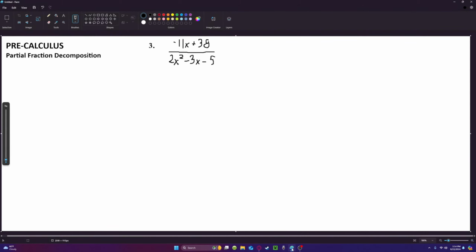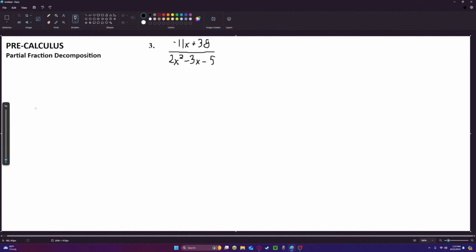And now for our final example, which is number 6 on the worksheet. We have negative 11x plus 38 over 2x squared minus 3x minus 5. Now this isn't just a normal thing, because it has a 2 in the front, which means that we're going to have to factor this out, or at least I am, because I can't do that quick math in my head with that 2 there.